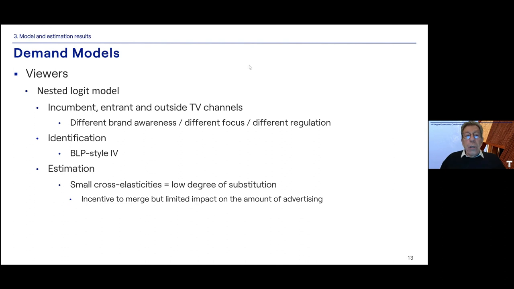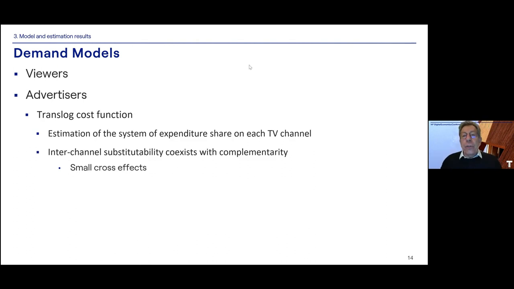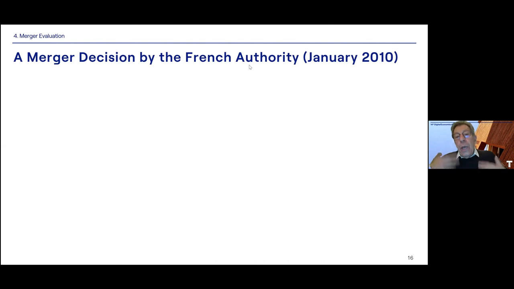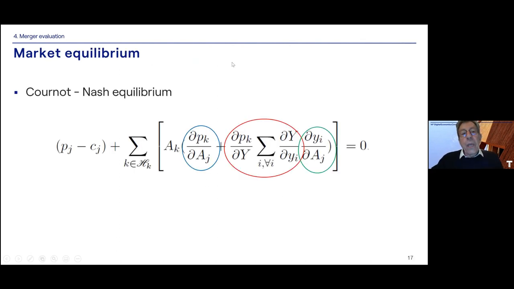Okay, so the model is very simple. There is a demand model estimated by a nested logit model for the viewers. We estimate the demand of advertisers using a translog cost function. In this way we are able to analyze the substitution between TV channels from the point of view of viewers and from the point of view of advertisers. And then we are able to use our estimation of demand to analyze the equilibrium between the TV channels.